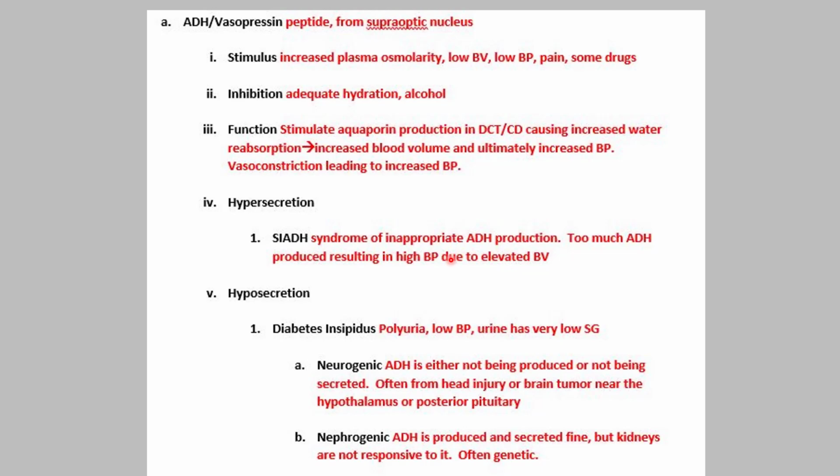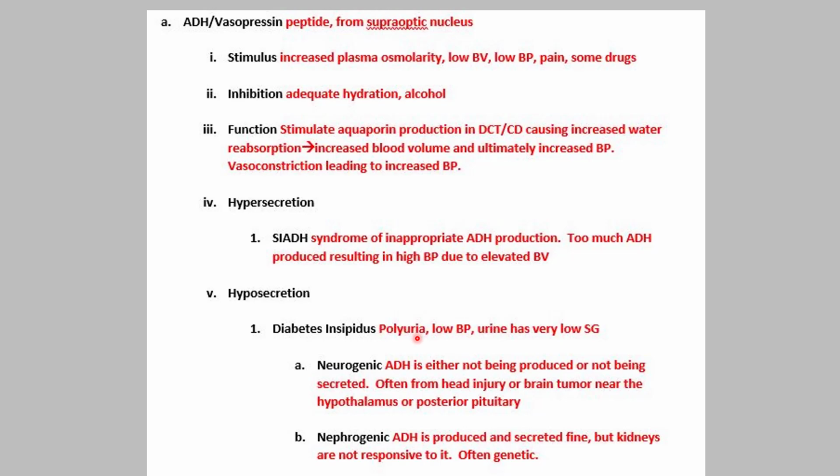But what if we go the other direction? What if we have hyposecretion? Now here is where we start to really get into some different types of diabetes. When we were talking about the pancreas, we said that there's a lot of different types of diabetes. And some of them have nothing to do with insulin, some of them have nothing to do with glucose, and here is our example. Here we have something called diabetes insipidus. Now there are two types of diabetes insipidus, but both of them have these things in common.